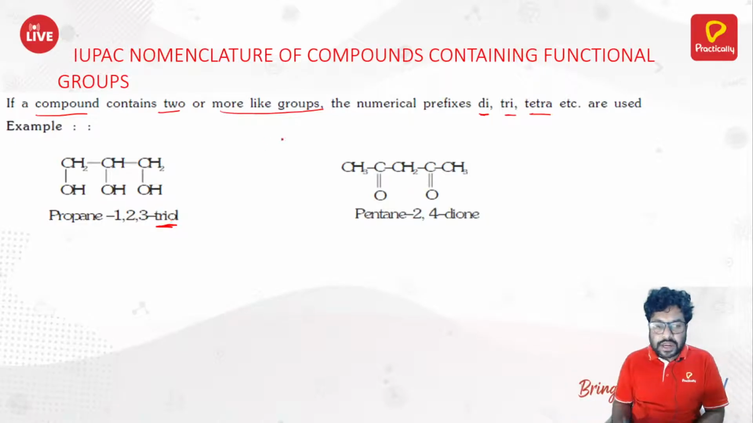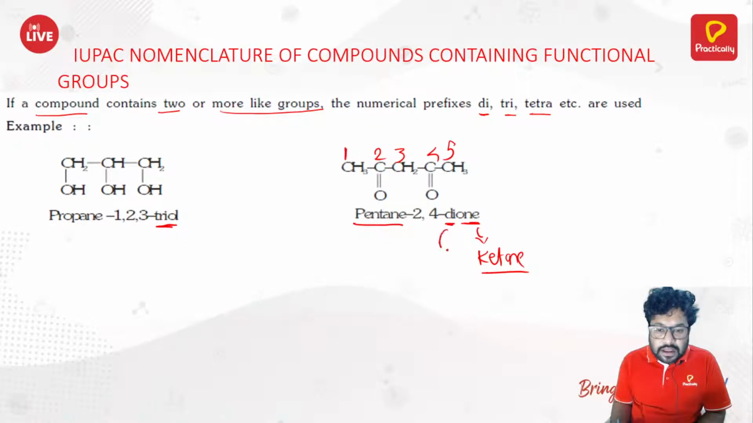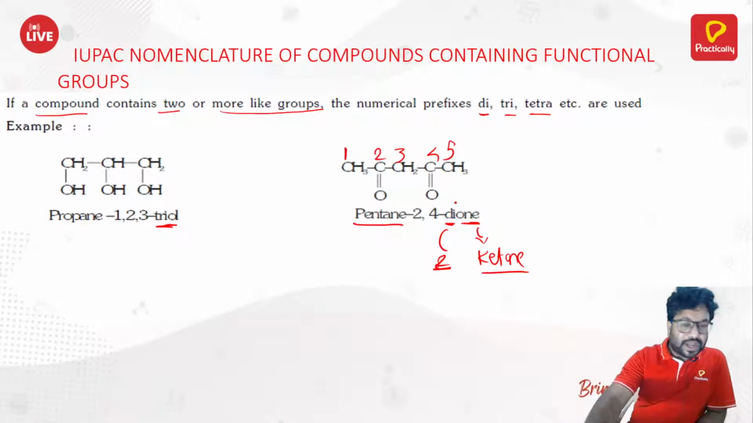Similarly, look at here. First carbon 1, 2, 3, 4, 5. So pentane-2,4-dione. One stands for ketone. And why di? Because there are 2 C double bond O groups. So that is how you write this compound's name. That is why you write pentane-2,4-dione. Okay, moving ahead.